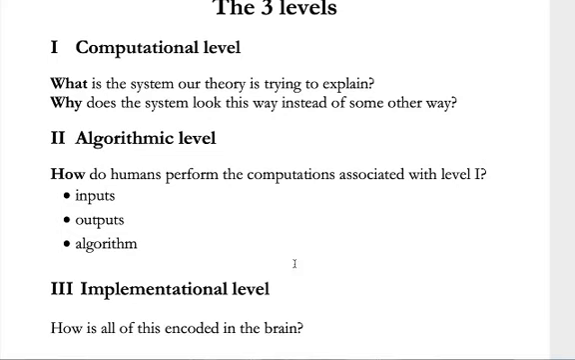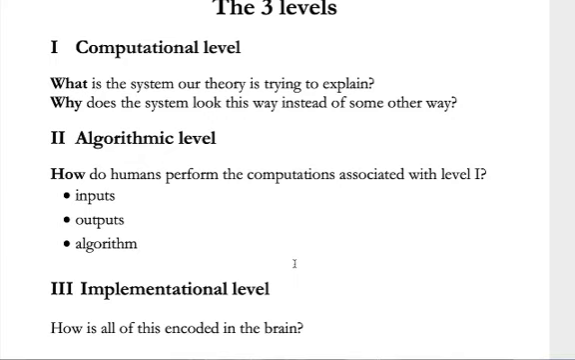Level one is the computational level, and this level is trying to figure out what is the system our theory is trying to explain, and why does the system look the way it does instead of looking some other way. So this is about the kind of problem that we're trying to solve. What kind of a problem is it? What are its properties? And why does this particular problem have these properties instead of having some other kinds of properties? So that's already a fair bit of work.